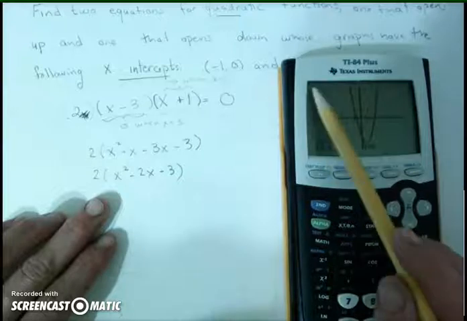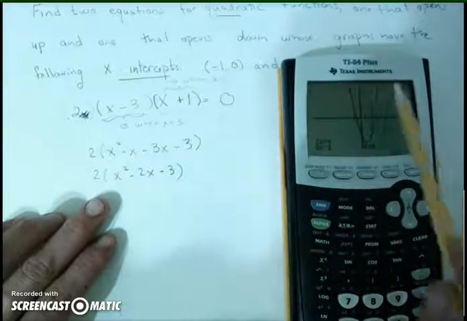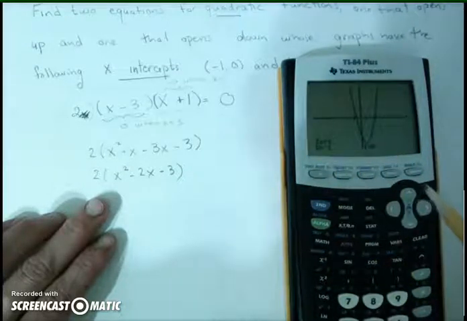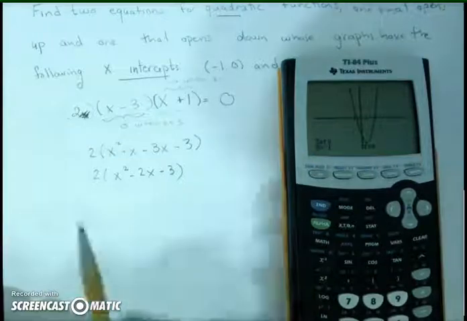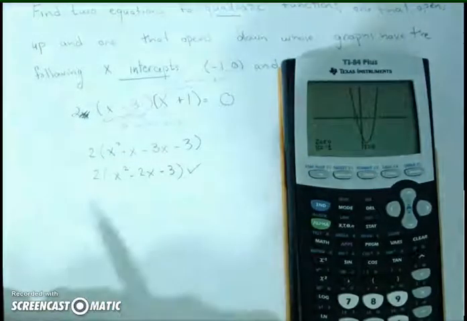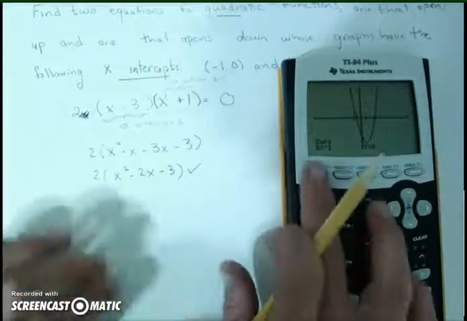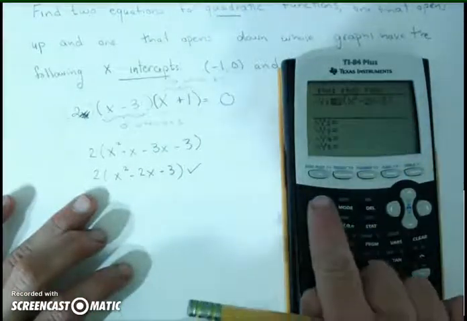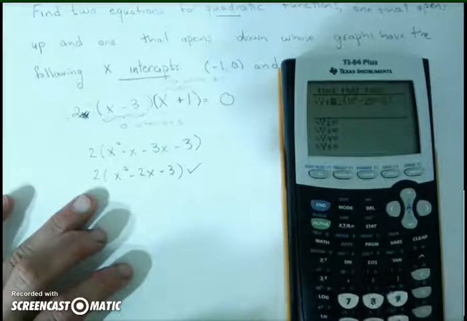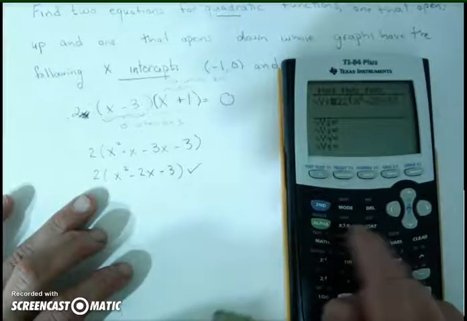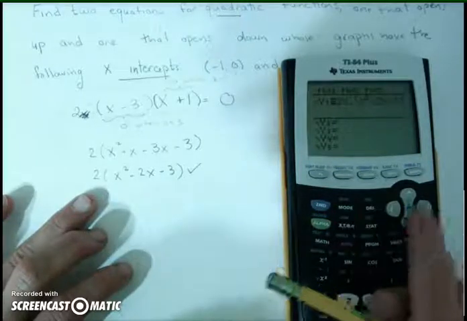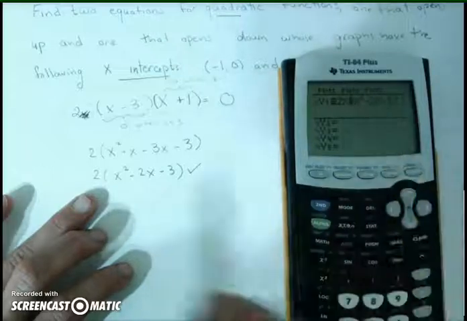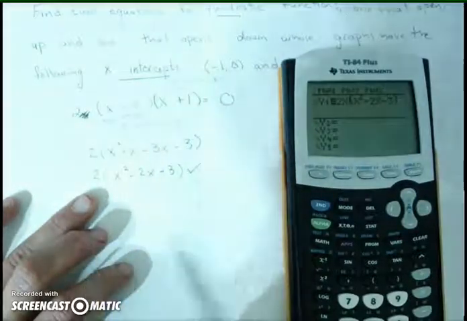I have a video on the calculator resources that describes how to use the 0 function if that went by a little bit quickly. So this definitely works. Now before I end the video, I want to show you what would have happened if I put 2x instead of just 2. So I'm going to put 2x times the expression x minus 3 times x plus 1.